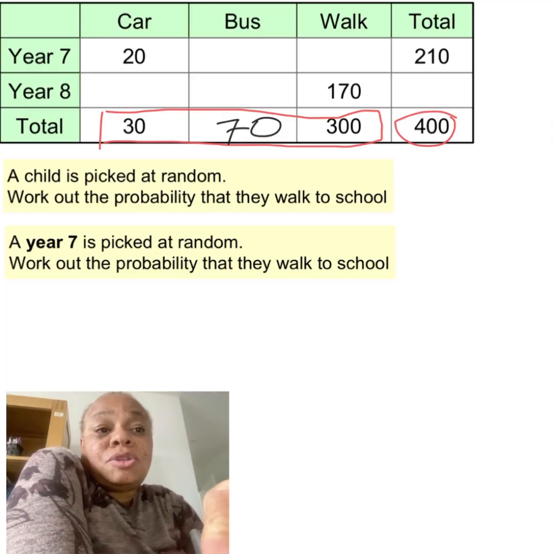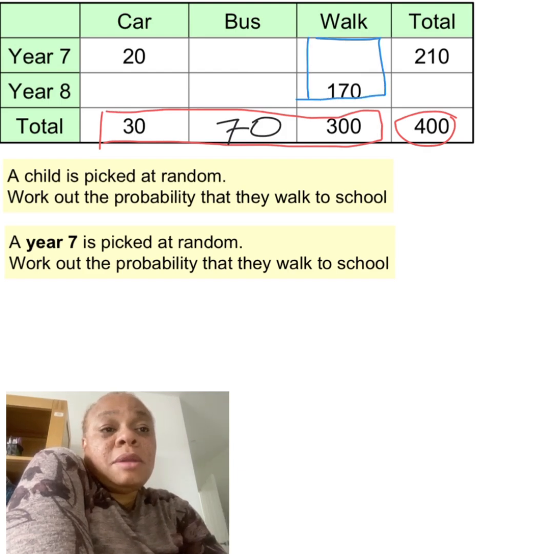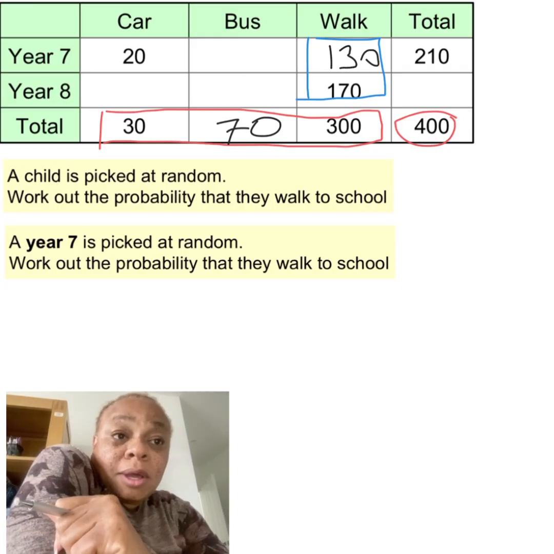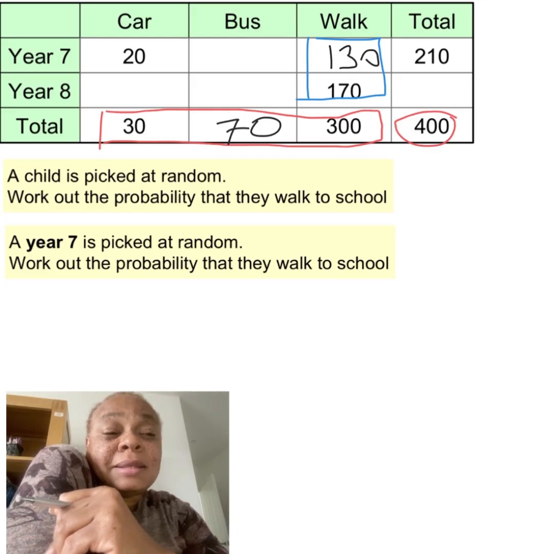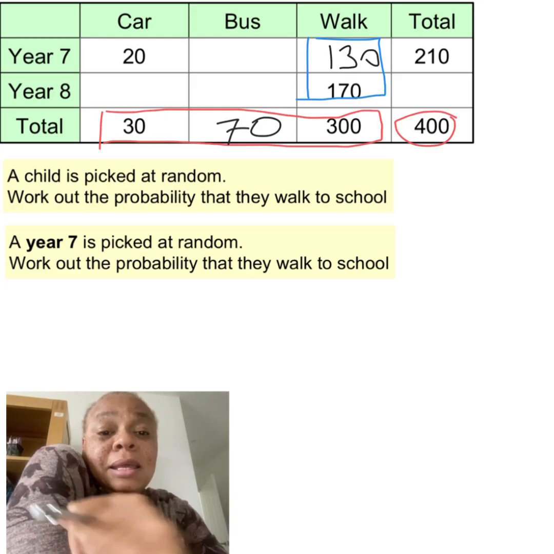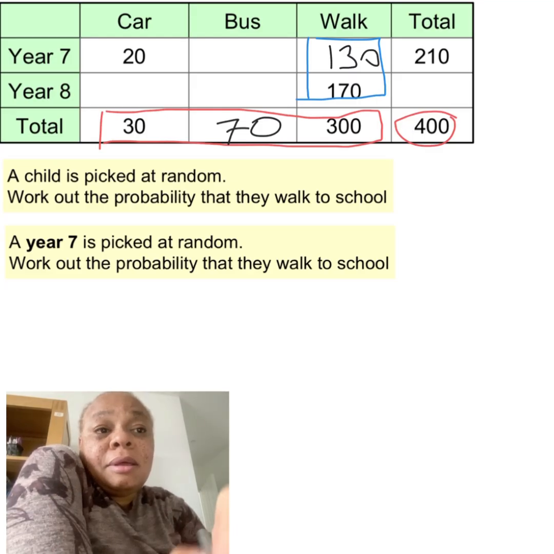Also, these two columns under walk, we're looking at the walking column, they should add up to 300. So if you take away 170 from 300, you will get 130. So you've got 130 year 7s who walk.